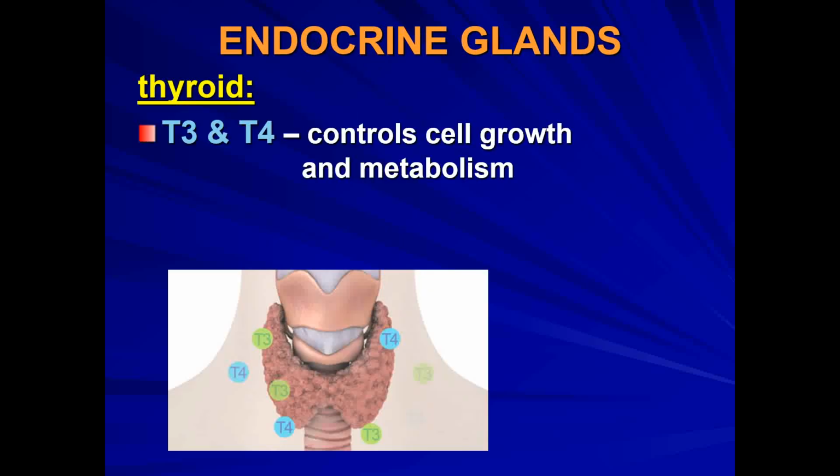We call them T for thyroid, T3 and T4. This controls cell growth and metabolism. Overall, how all your body cells process energy, process calories, process nutrients. Sometimes you'll hear that an individual has thyroid issues, and that can result in weight gain or weight loss, because overall it's the T hormones that are going to determine your base metabolism.